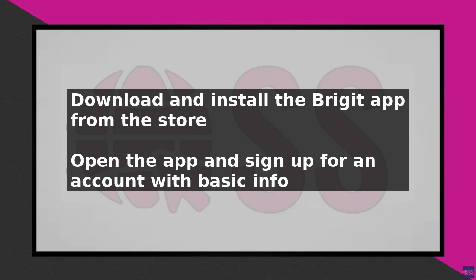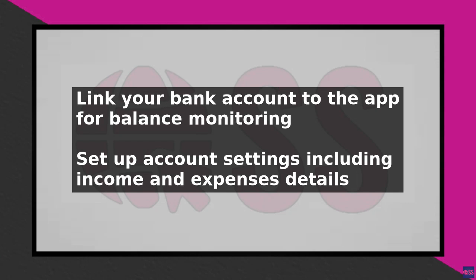After linking your bank account, you will need to set up your account settings, including your income and expenses. This information will help Brigit understand your financial situation and provide personalized recommendations. You can also set up notifications to alert you when your account balance is low or when a cash advance is available. To request a cash advance, simply open the app and click on the cash advance option.